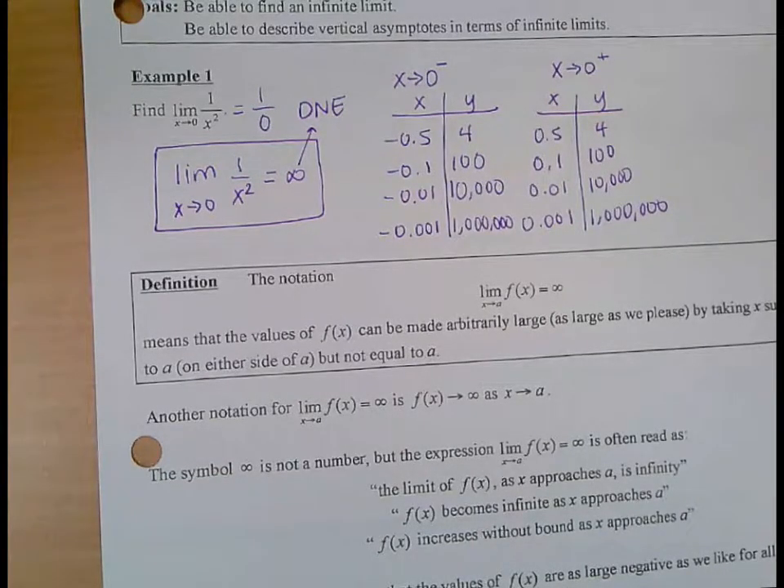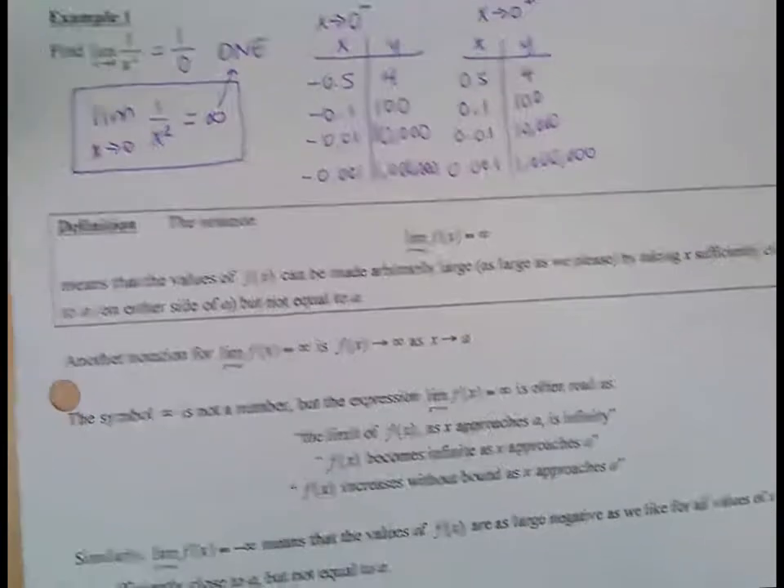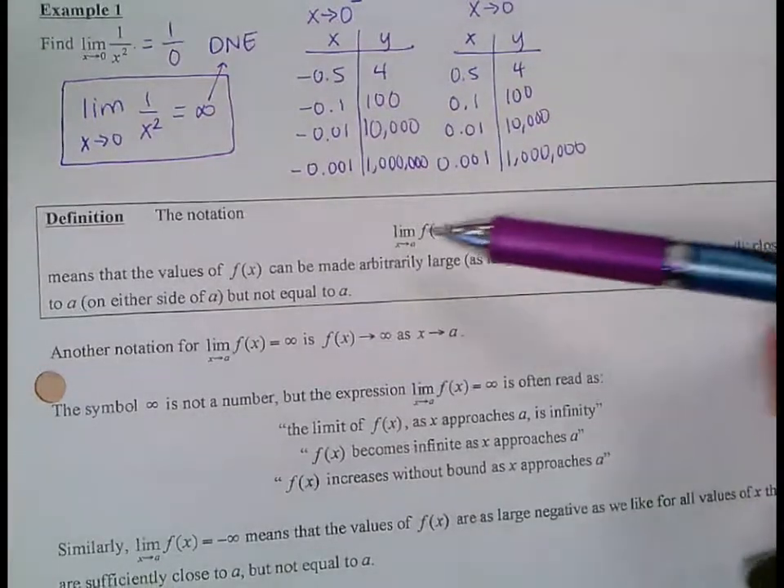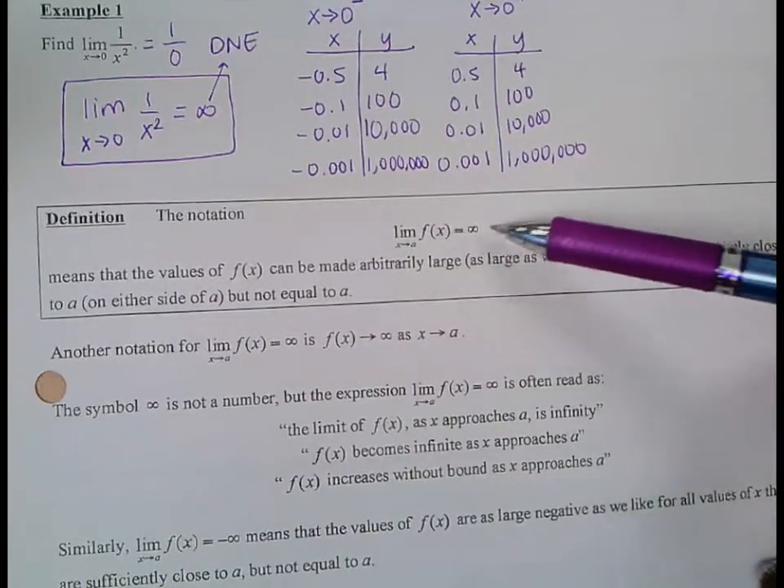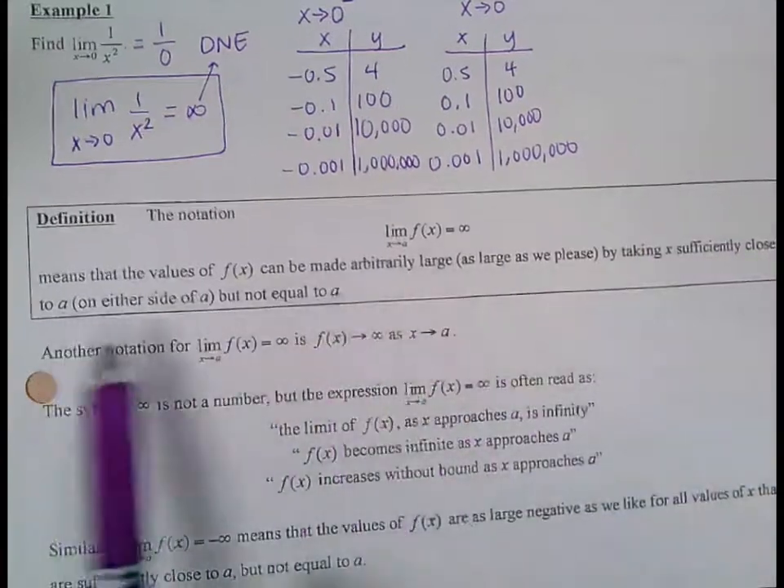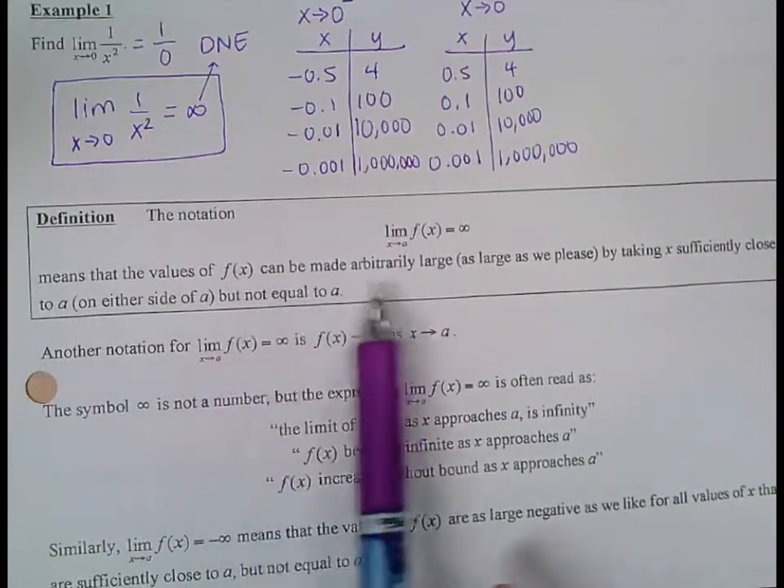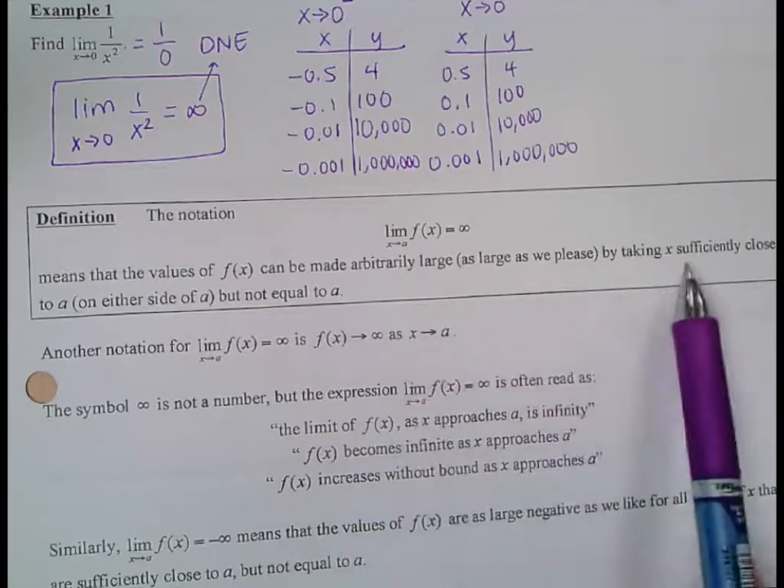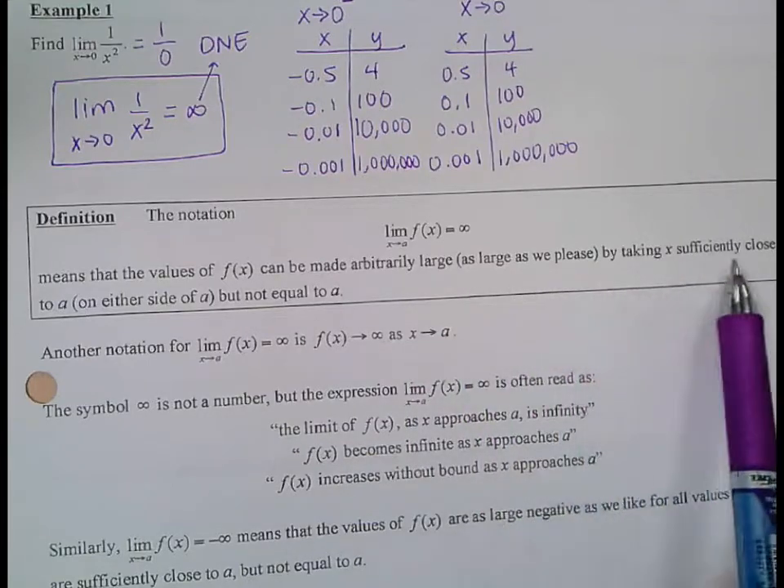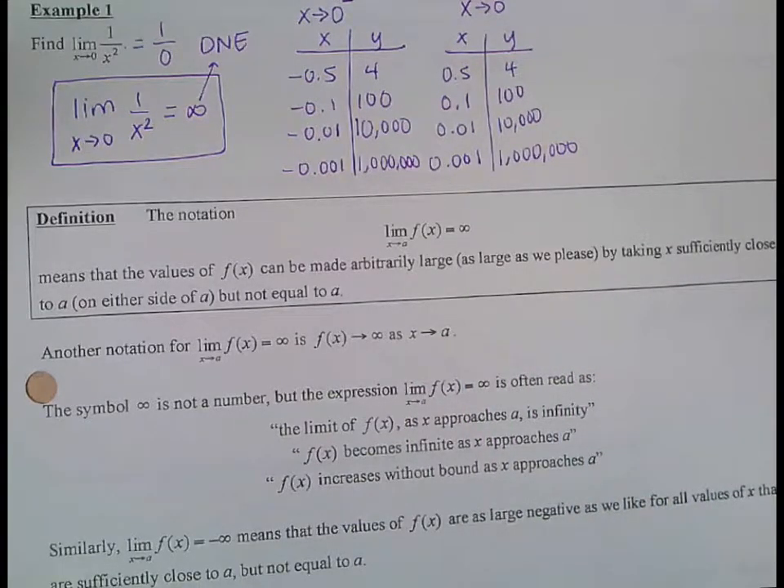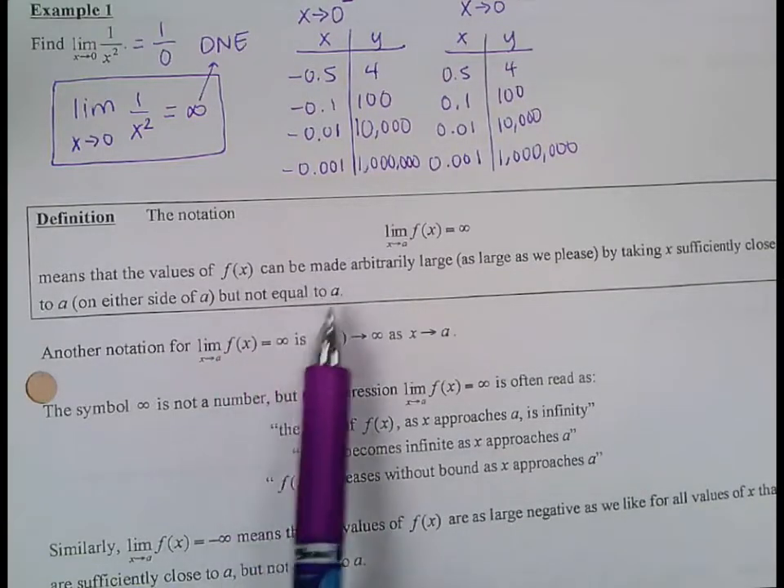All right, so that is what's explained. The rest of this page is kind of looking at some notation and explaining those ideas. So if you see the limit as x approaches a of f of x equals infinity, it means the y values f of x can be made arbitrarily large as we please by taking x sufficiently close to a on either side of a, but again, not equal to a.